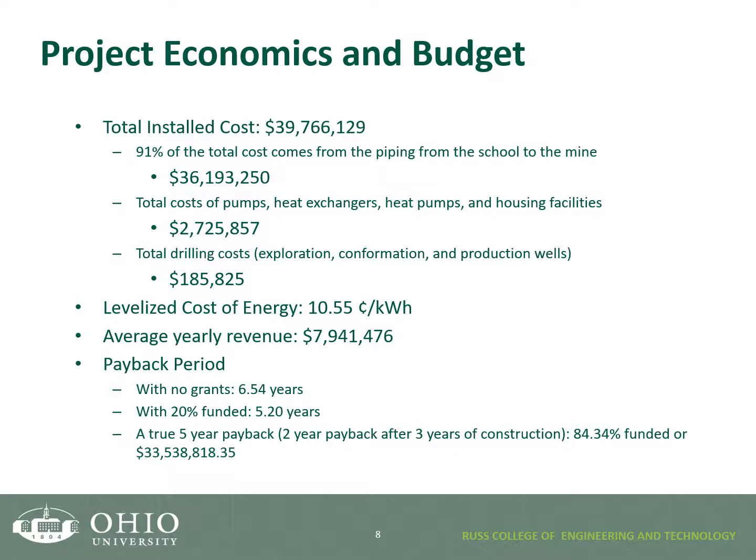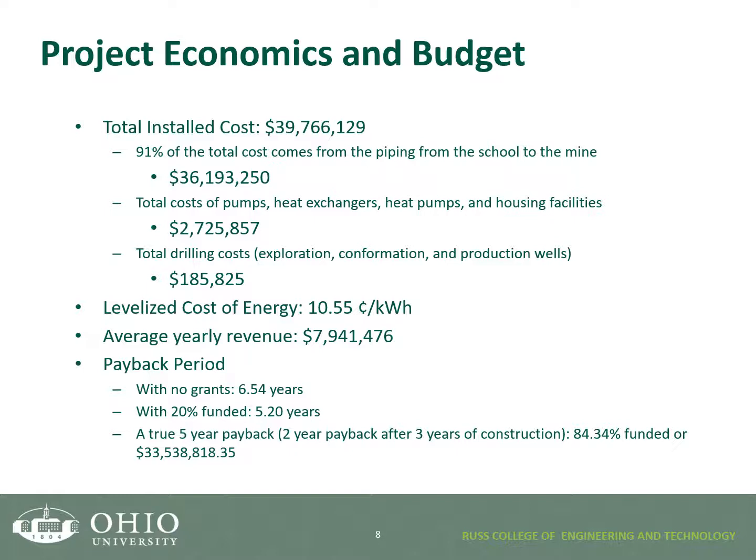The total installed cost of this project will be around $39.7 million, with 91% of that cost coming from laying down the pipes for the water to go to the mine and back. The other costs mainly come from pumps, heat exchangers, the heat pumps themselves, as well as housing all of the facilities. The levelized cost of energy is about 10.55 cents per kilowatt hour, while the average yearly revenue is almost $8 million.